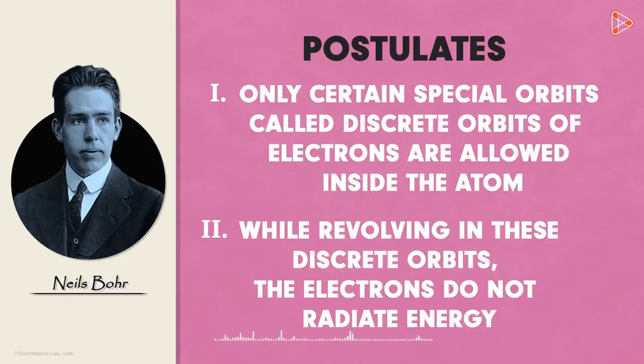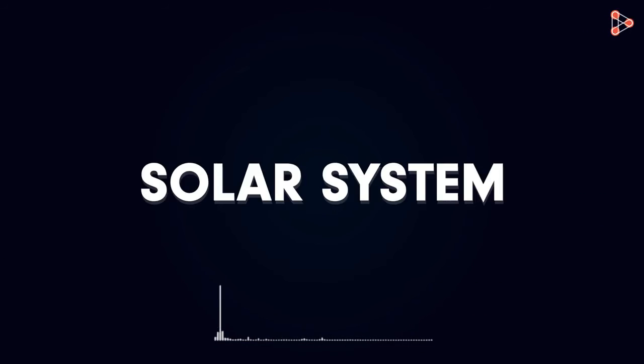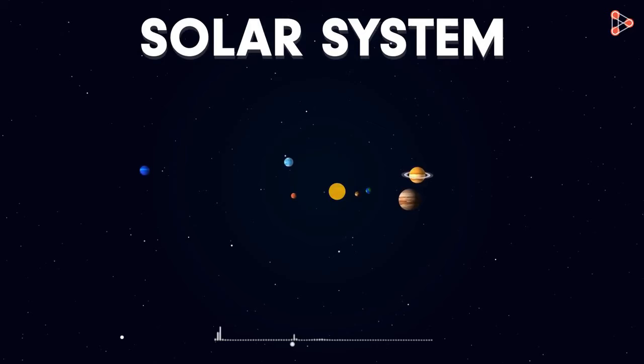Now, this point definitely tells us why an atom is so stable. But what exactly are these paths? They are orbits in which the electrons revolve around the nucleus. Let's understand with an example. Do you know how our solar system is? Yes, it appears somewhat like this.